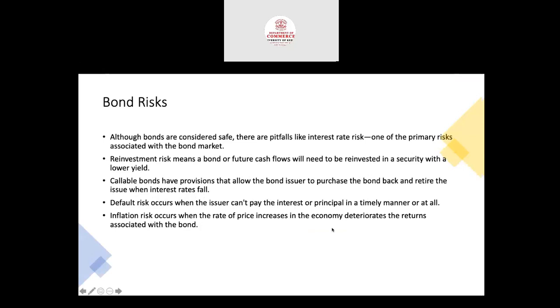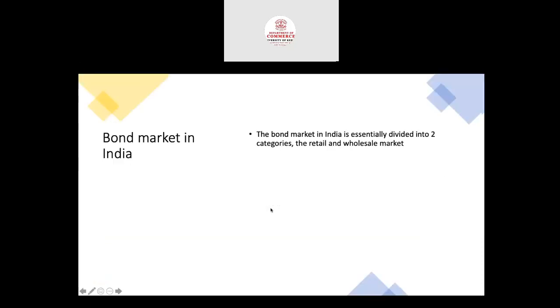Now, bond risks: interest rate risk, reinvestment risk, default risk, callable risk, and inflation risk. These are the risks. In callable bonds, the issuer has the option to call back the bond and repay it. If they want to repay, they can exercise that option at any time. So these are the bond risks.